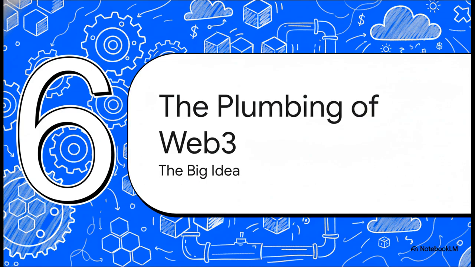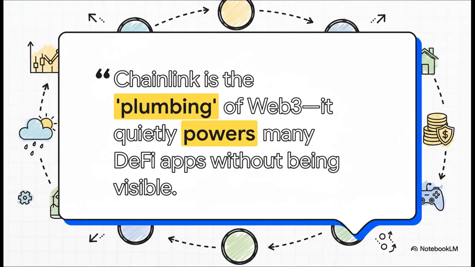Okay, let's bring this all home and wrap up with the single most important idea. If you remember just one thing about Chainlink, it should be this. It is the essential plumbing of Web3. Think about it. When you turn on the faucet in your kitchen, you don't think about the complex network of pipes that makes it all work. You just expect clean water to come out. Well, that's Chainlink for a massive number of decentralized apps. It's that invisible but absolutely critical infrastructure working behind the scenes that lets everything else run smoothly.